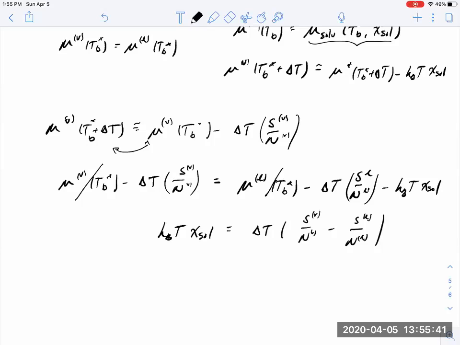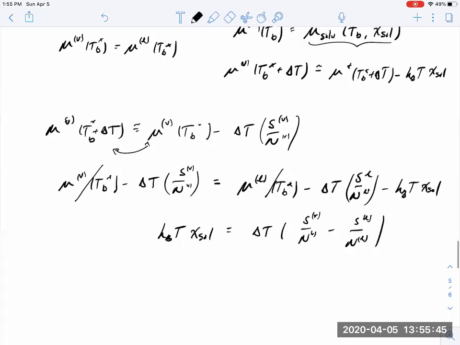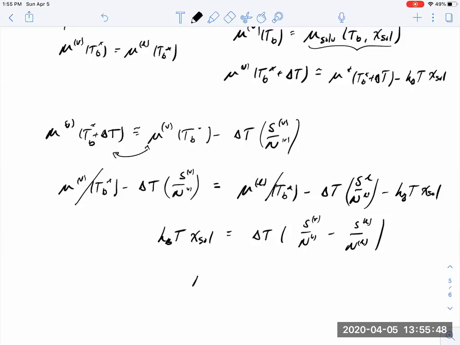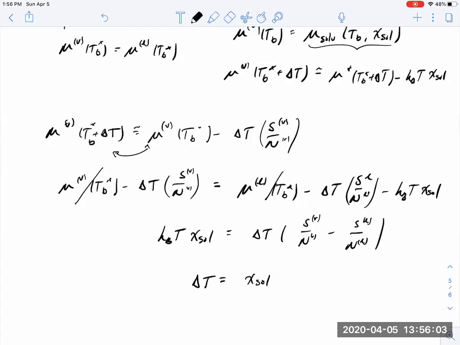or that the change in temperature due to adding some solute is proportional to the mole fraction of solute, and the constant of proportionality is k_B T over this change in entropy when I go from the vapor to the liquid.